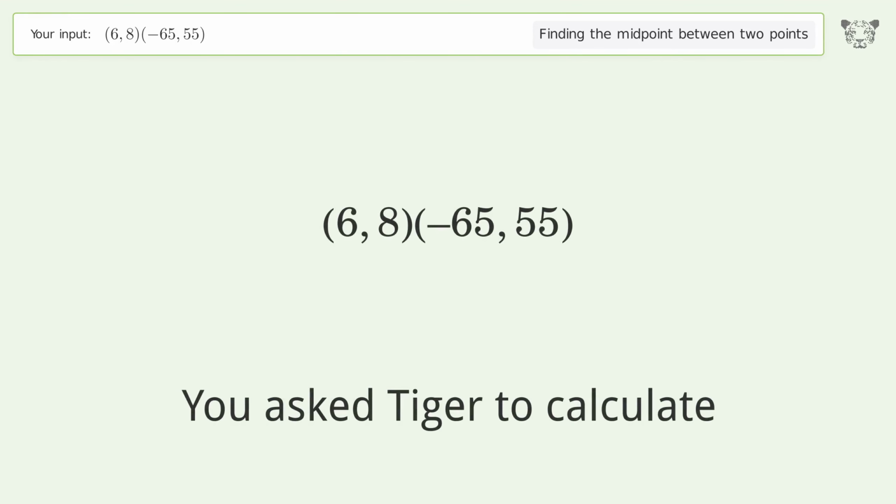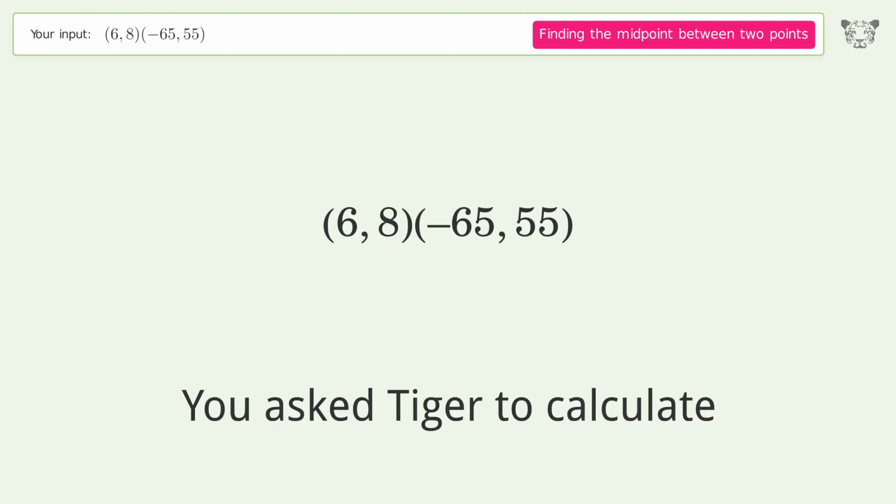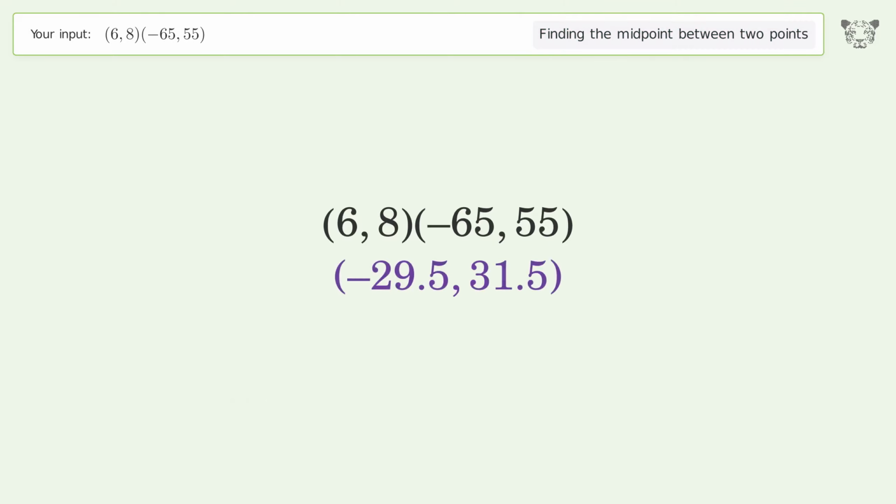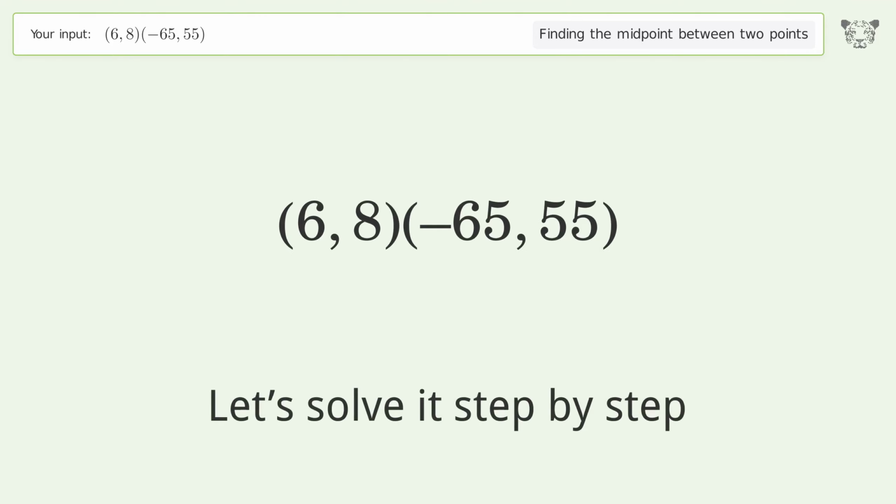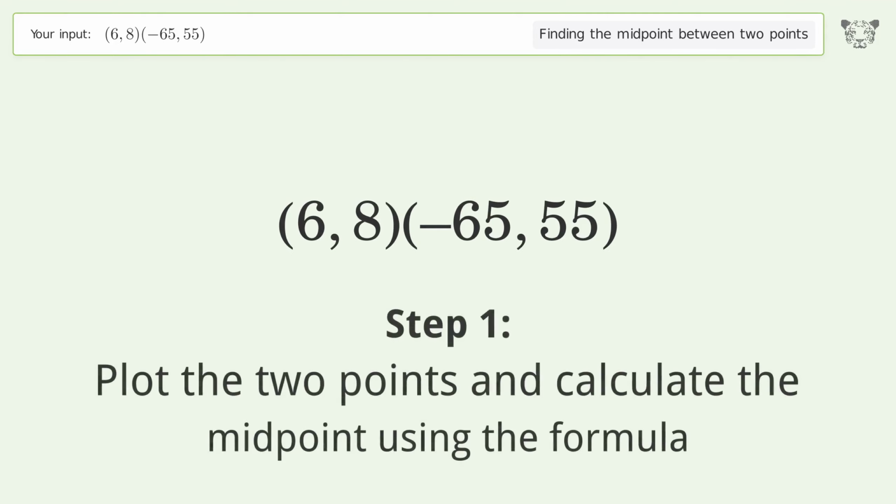You ask Tiger to calculate. This deals with finding the midpoint between 2 points. The midpoint between the 2 points is negative 29.5, 31.5. Let's solve it step by step. Plot the 2 points and calculate the midpoint using the formula.